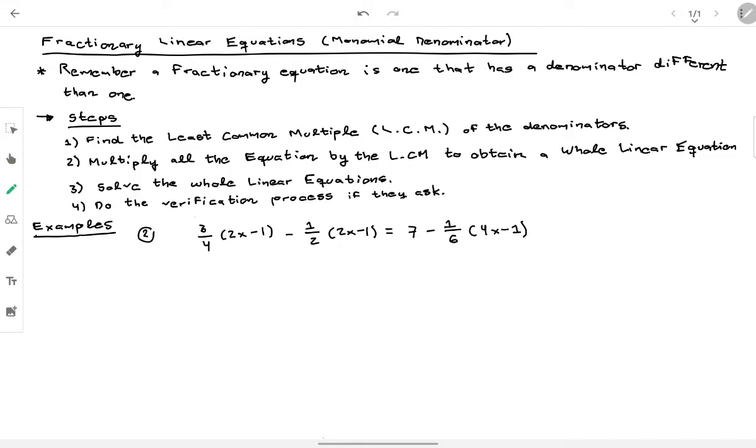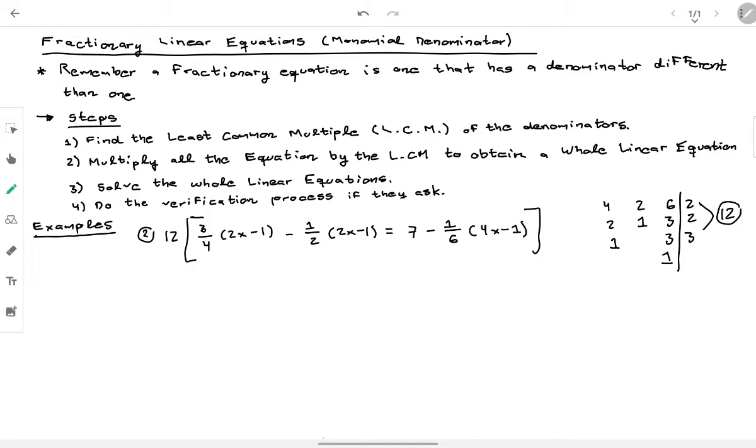So in this exercise, it's exactly the same. We have monomial denominators. So we need to look for the least common multiple between the denominators. We have 4, 2, and 6. So if I divide by 2, it's 2, 1, and 3. If I divide by 2, it's 1, 3, 3, and 1. So our least common multiple is 12. So we need to multiply all the equation by 12.